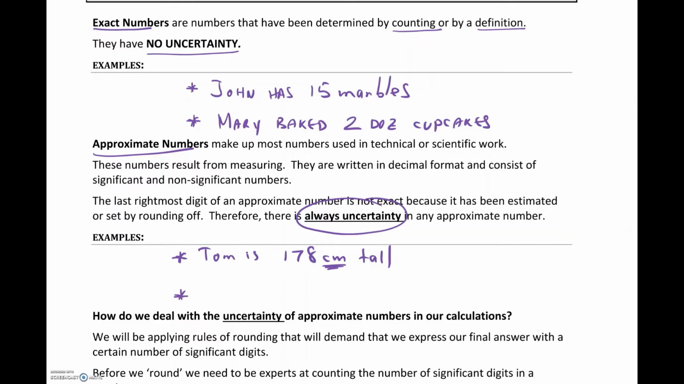Another case, the cake. Yes, I'm in a cake mode today, cupcakes and cakes. The cake weighs 3.24 pounds. Okay, so that's also a measurement. So that has to be approximate.